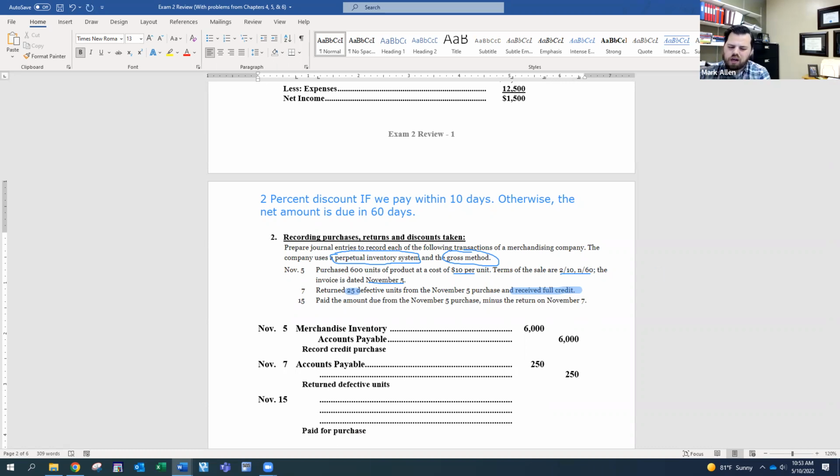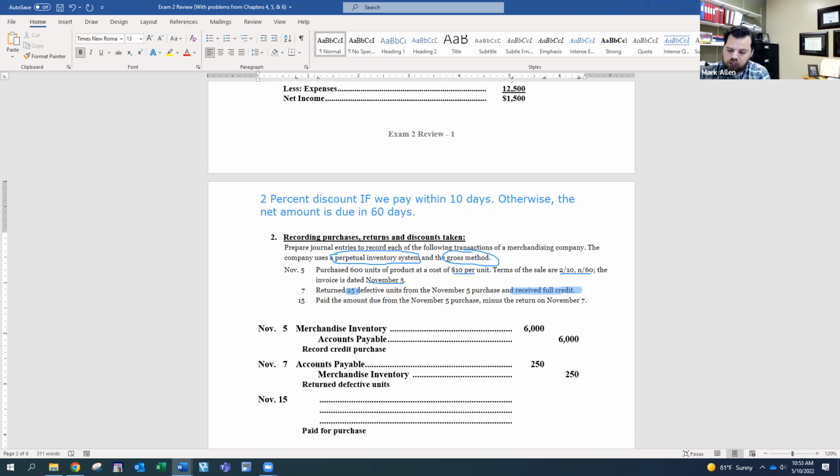And now we just got to figure out what the credit is to. Well, I sent back inventory. So the credit has to be to merchandise inventory. It has to be what the credit is to because I returned my inventory. So my inventory account needed to go down.